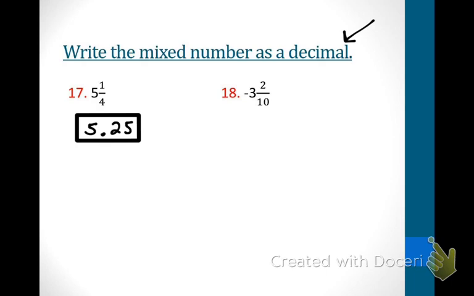Cameron says, let's change this to an improper fraction. What would that be as an improper fraction? 21 over 4. Listen, a lot of people today left me their answer like this. What's wrong with that?